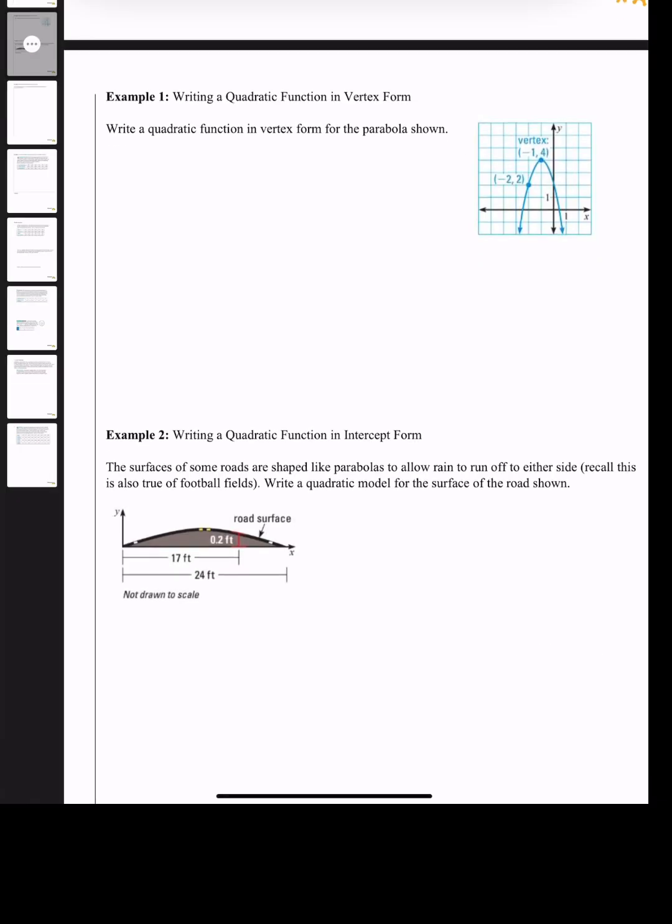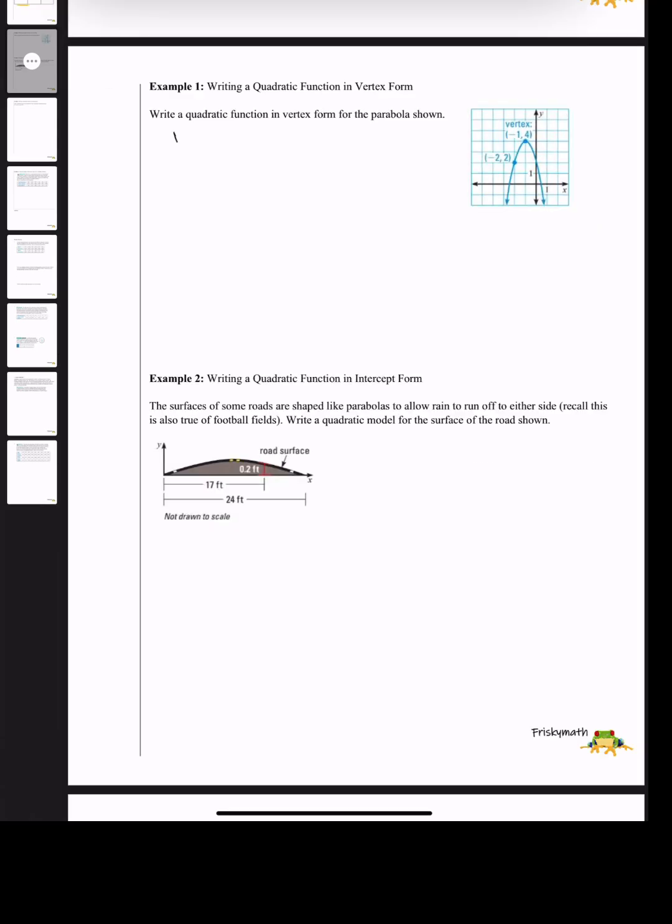All right, so we're going to use what we have learned in the past to help us write some quadratic functions. Now, some of these will be applicable, and some of these are going to be abstract. For example, in example 1, you're just given this graph on the right-hand side, and we have to write a quadratic function in vertex form for this parabola that's been shown to us. So the vertex form of a quadratic function is going to look like this.